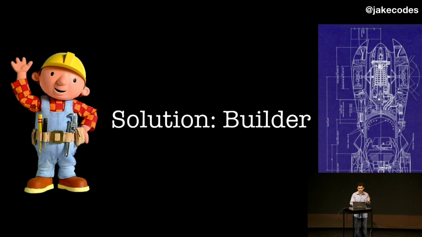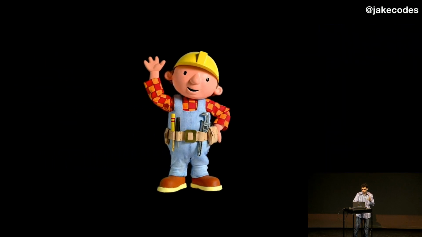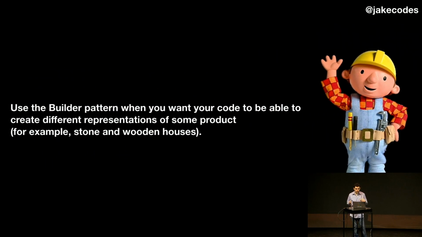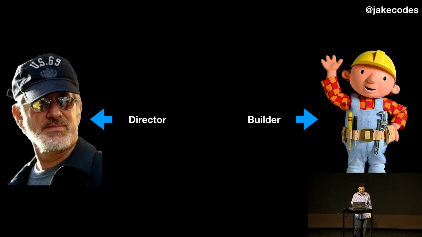So the solution is what the Gang of Four calls the builder design pattern. The builder design pattern is where you want your code to be able to create different representations of some product. So let's say you're creating a house, and you want a stone house, a wooden house, a brick house, etc., and you want just one simple solution for that. So this is the builder. Does anybody know who that is? That's Bob. Does anybody know who that is, the director? That's Steven Spielberg. So you have a builder and a director class.